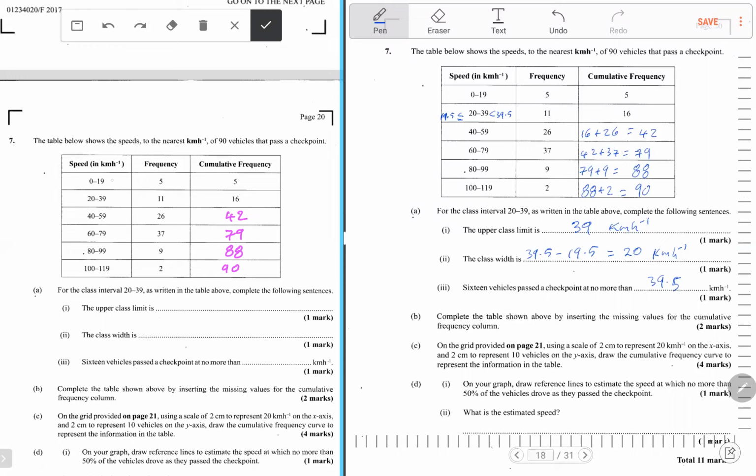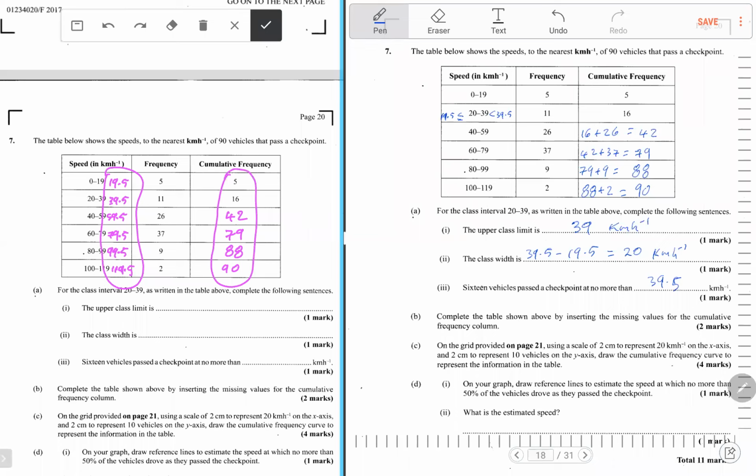So the upper boundary values are 19.5, 39.5, 59.5, 79.5, 99.5, and then 119.5. I'm basically going to plot these upper boundary values against these cumulative frequency values for a cumulative frequency curve.